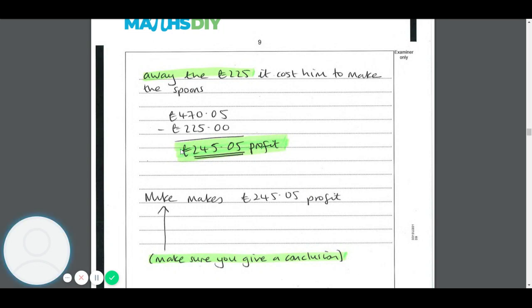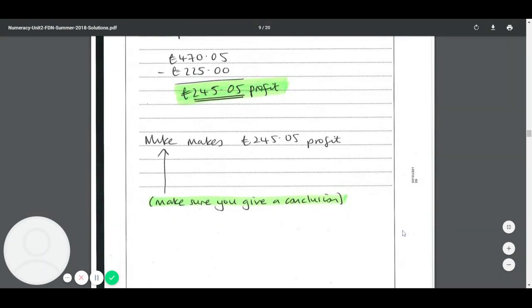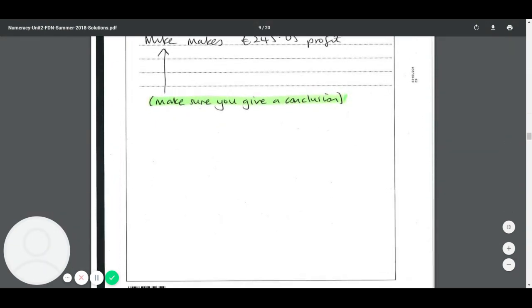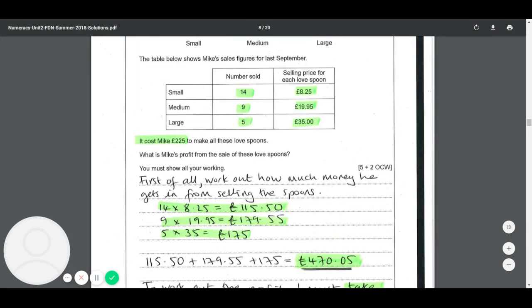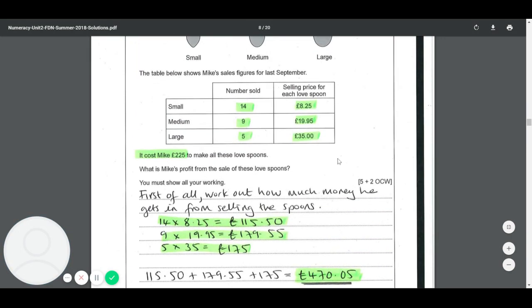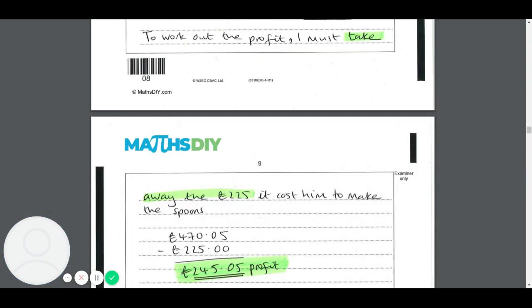and show units, show workings, all these different things just to get these OCW marks, because this question, how many marks was this question worth? 7 marks, and when you think about it, adding all this up and taking away 225 is very easy for 7 marks, so you've got to make sure you explain it properly and show your workings.